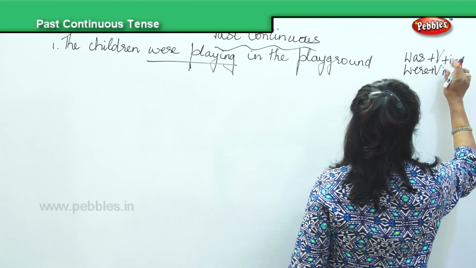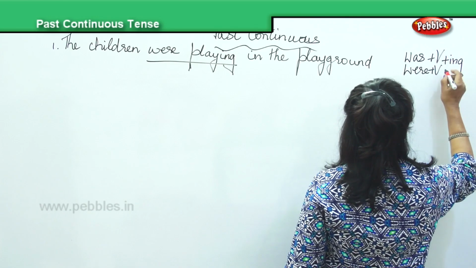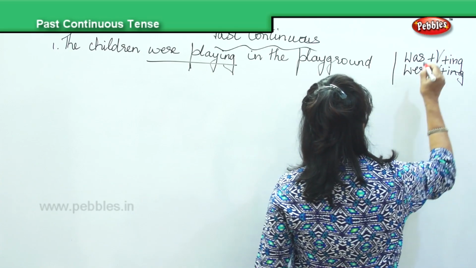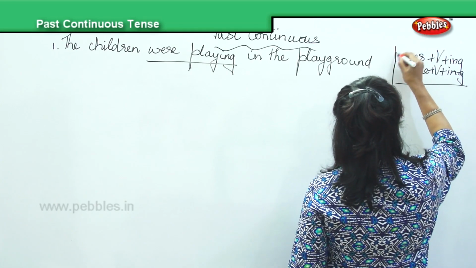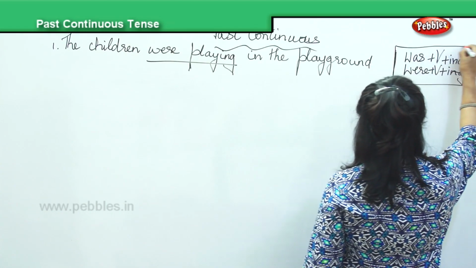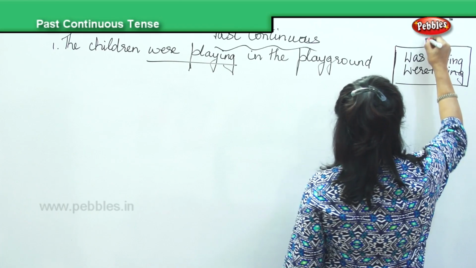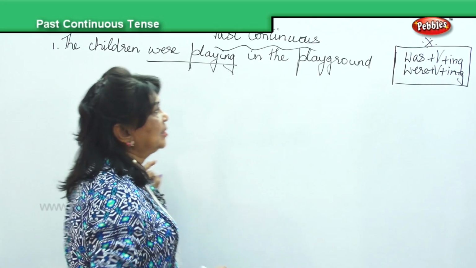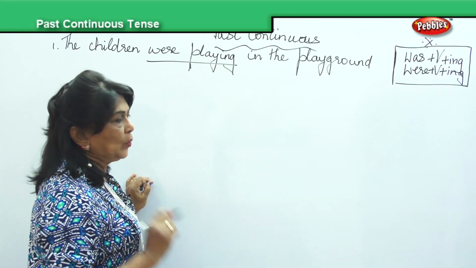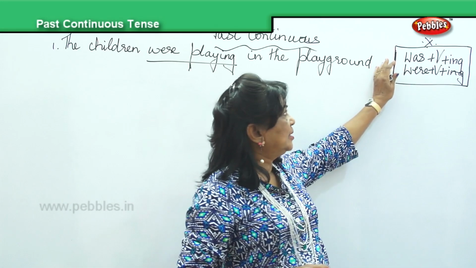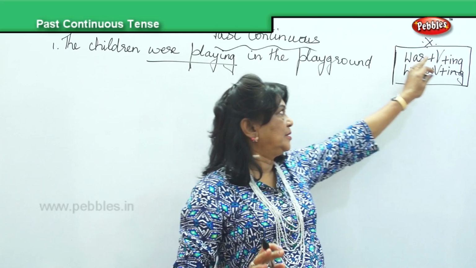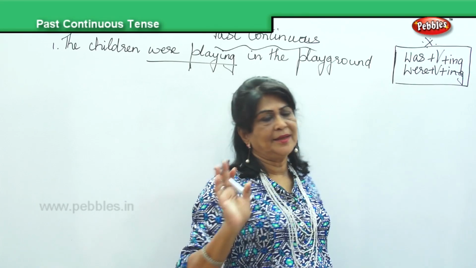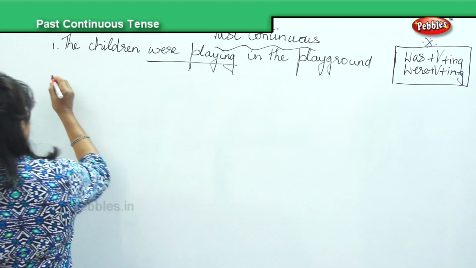This is very important. Always remember this. For past continuous, was or were, according to whether it is singular or plural: if it is singular, it is was plus the verb plus ing. If it is plural, it is were plus verb plus ing. Now quickly let's see some sentences.